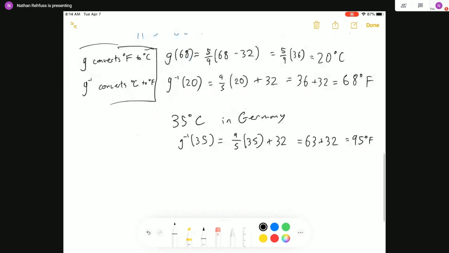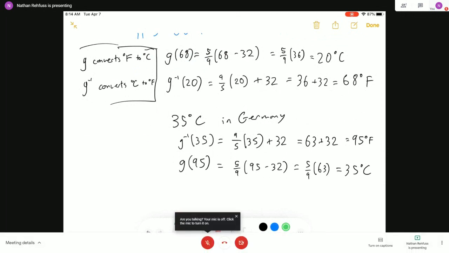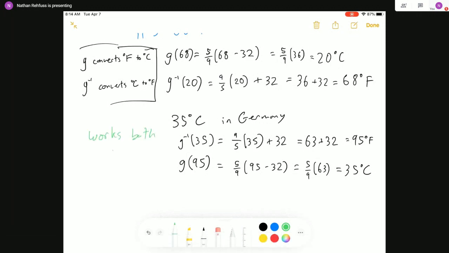But what's really interesting is if I put 95 into G, the formula for G was 5/9 of x minus 32. So in this case, 95 minus 32. So first we subtract 32, we get 5/9 of 63. And then of course, 5/9 of 63 is 35. So what I'm showing you here is that this process works both ways.